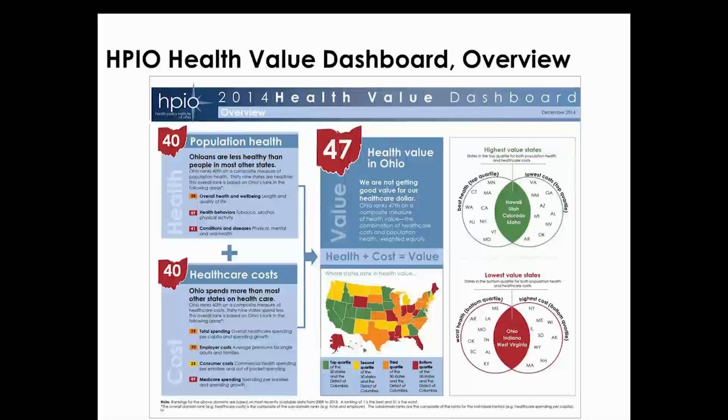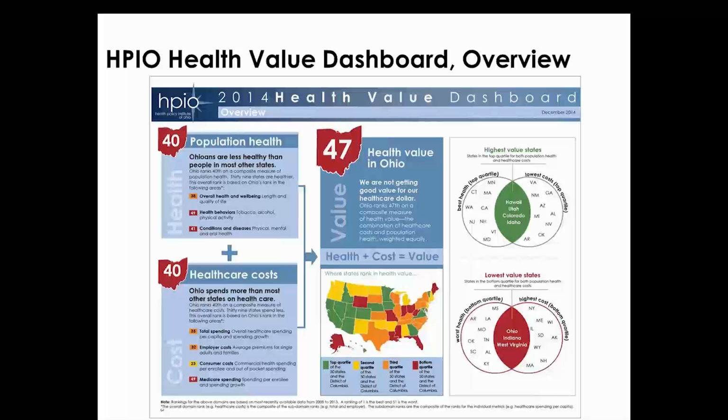So to orient you to the dashboard, I'm going to quickly walk you through its different parts. The dashboard is divided into 7 domains. Ohio's health value rank comes from the equal weighting of population health and healthcare costs. You can see Ohio's rank on population health, healthcare costs, and Ohio's overall health value rank on this overview page. Throughout the dashboard, you will see that green indicates performance in the top or best quartile, and red indicates performance in the bottom or worst performing quartile. On this overview page, you can also see Ohio's rank on the subdomains within population health and healthcare costs.